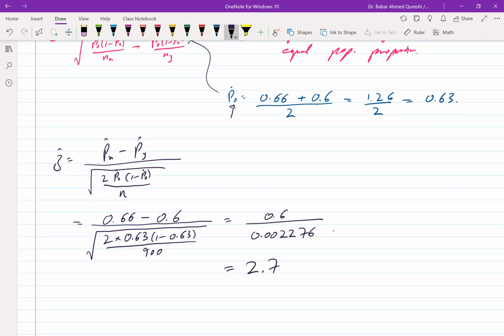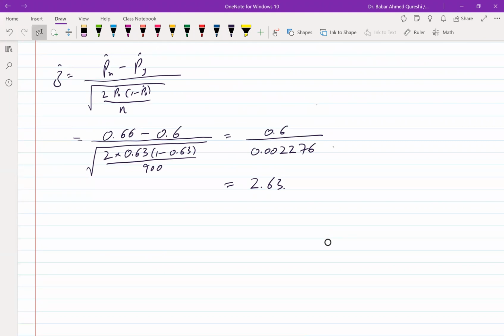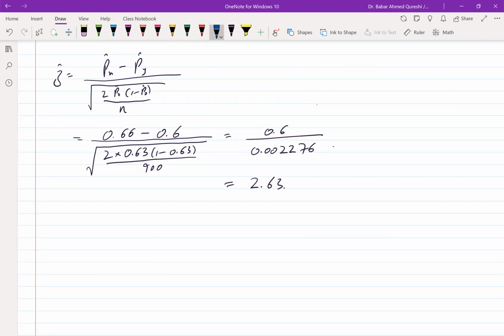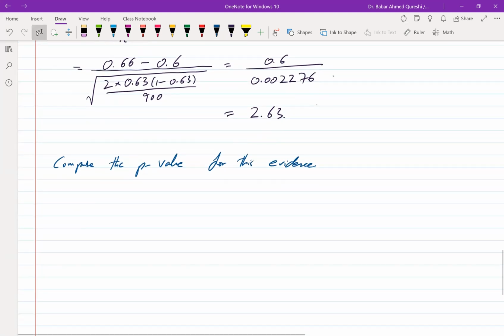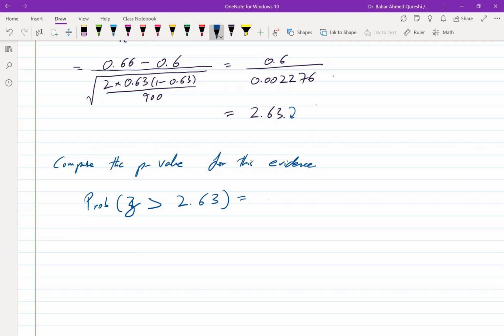This gives me 2.63 as my observed z-value. Now I can compute how strong my evidence is that the people in the UK are more hopeful. So just compute the p-value for this evidence. And that is simply the probability of z being greater than this observed number. That is the p-value.